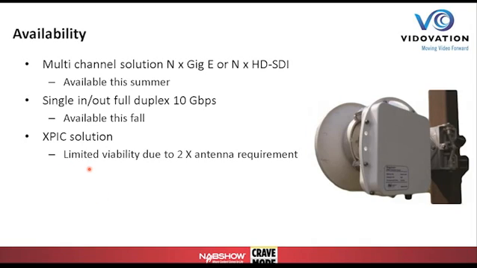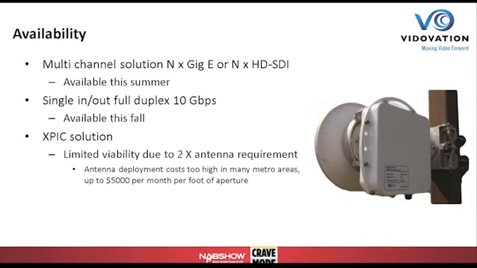And the XPIC solution with the polarization cancellation has a little bit. I said this earlier. The antenna becomes more complex, which adds to the cost. So we're not sure how viable that is. Also, in some metro areas, if the antenna element or the dish becomes too large, there can be fees associated, upwards of $500 per month per foot of aperture of your dish. So a lot of our products, you can see the devices themselves, the antenna elements are small on purpose.